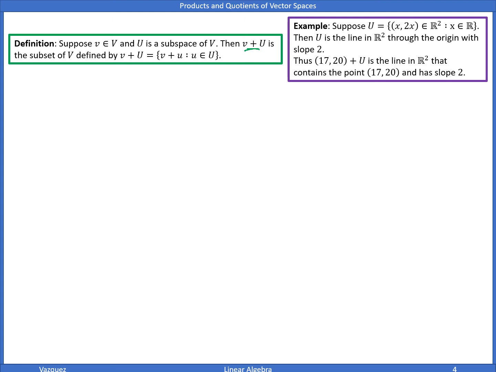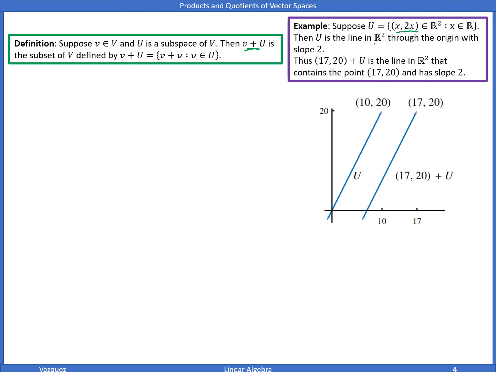Suppose U is a subspace of R2, and we define it by (x, 2x). Then U is a line in R2 through the origin with slope 2, right? So let me bring up a picture for this before we even read on. This here is (x, 2x), right? So we're at the point (10, 20) because x is equal to 10. But if x is equal to 0, then we have this point, our origin, and everything in between.